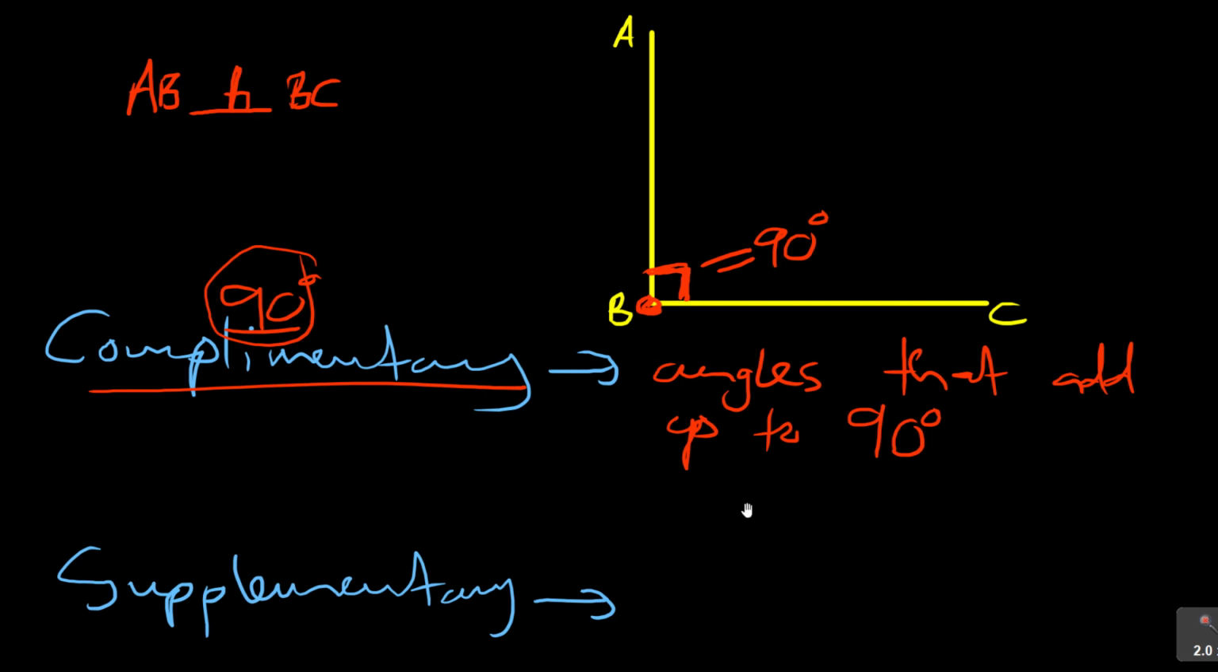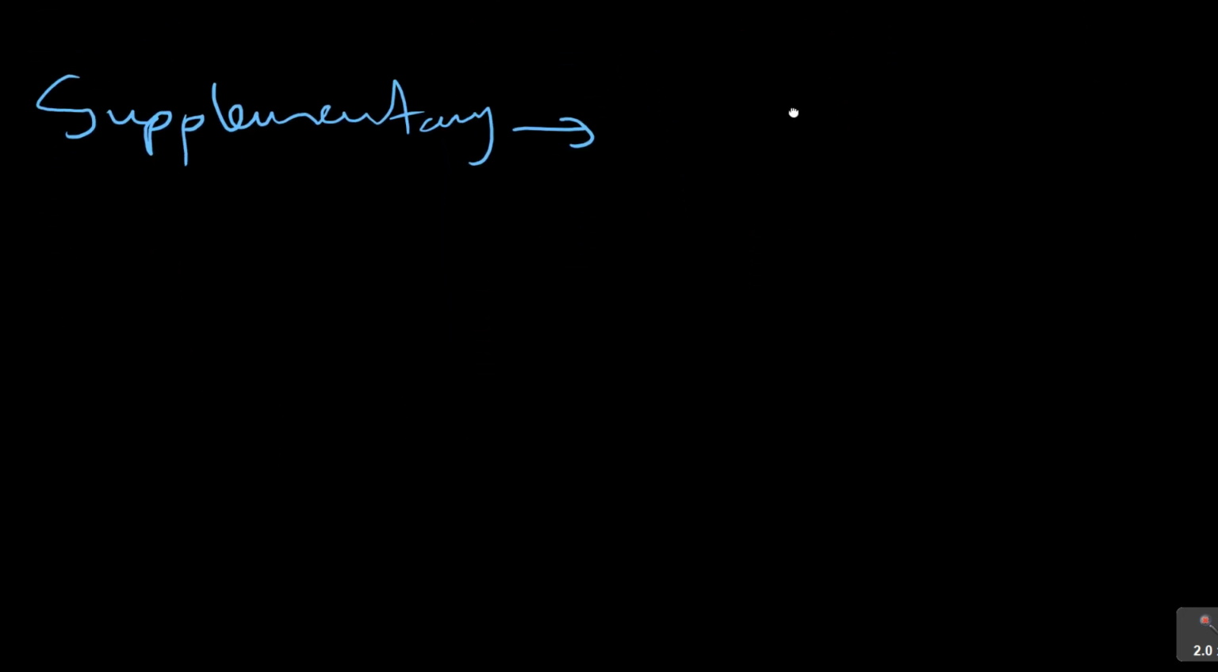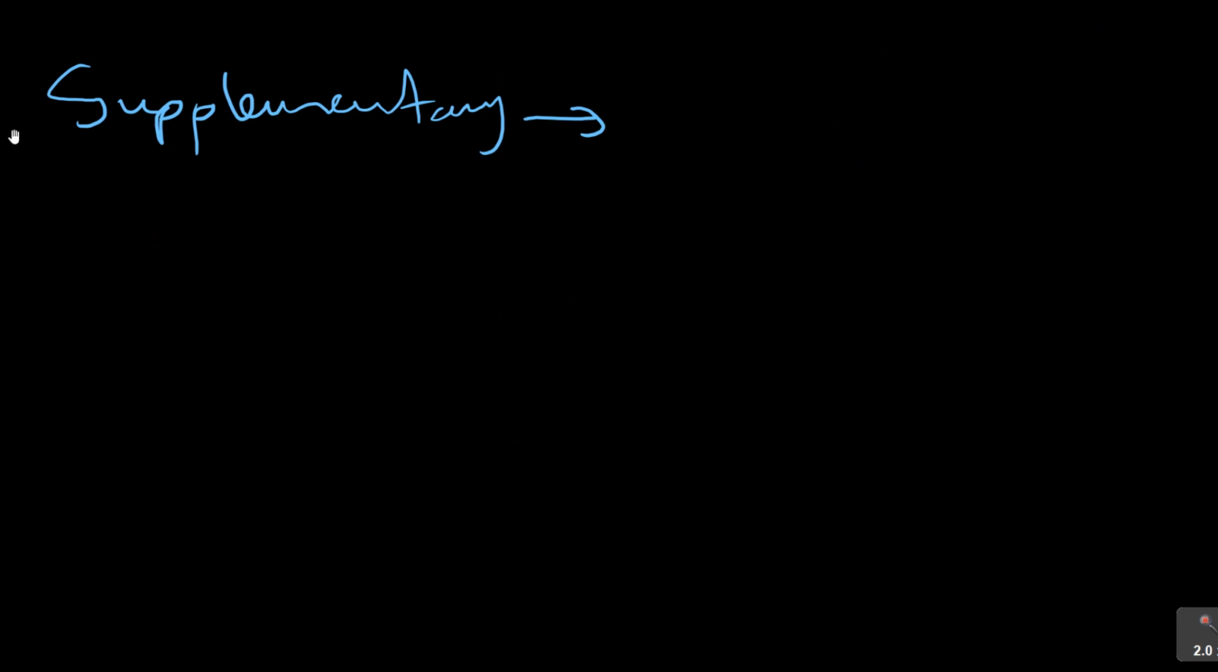All right. Last but not least, let's look at what is called supplementary angles. What do you think we mean by supplementary angles? Now, these are angles that add up to what? They add up to 180 degrees. So if complementary angles add up to 90, supplementary angles add up to 180 degrees.